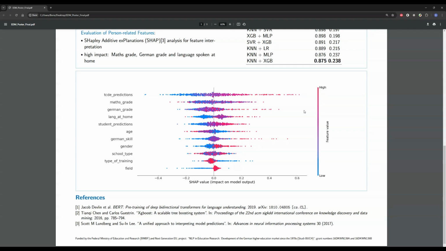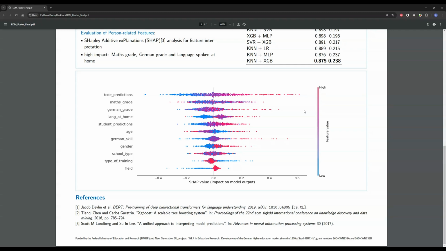But you can also see the person-related features, and it gets really interesting. The language at home, for example, was a categorical variable where the students could state whether they speak German at home or not. You can see that students who spoke German at home have a low feature value in this case.